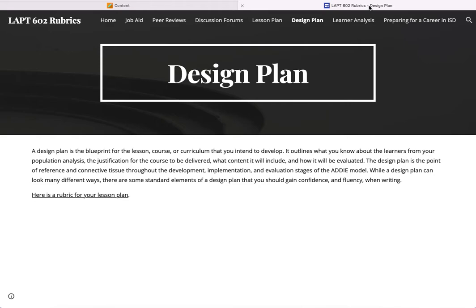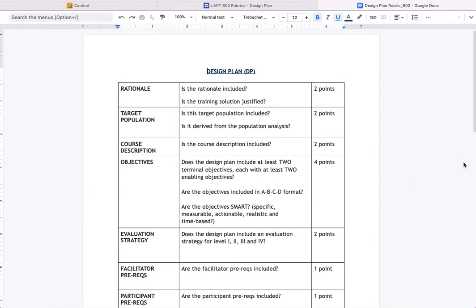The design plan is the point of reference, and it becomes the connective tissue throughout all of the further stages of the ADDIE model. So through development, implementation, and evaluation, your design plan is the connection between all of that. While it can look many different ways, there are standard elements that I recommend you gain fluency with and confidence with when writing. Every design plan should include these common elements, and they're out here on your rubric. And it looks like this.